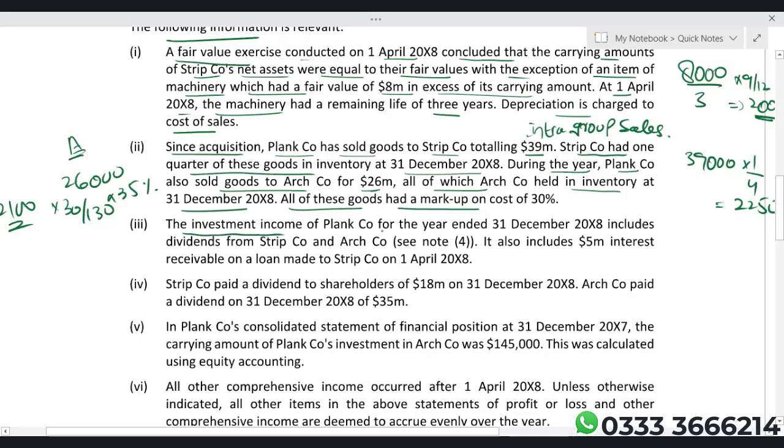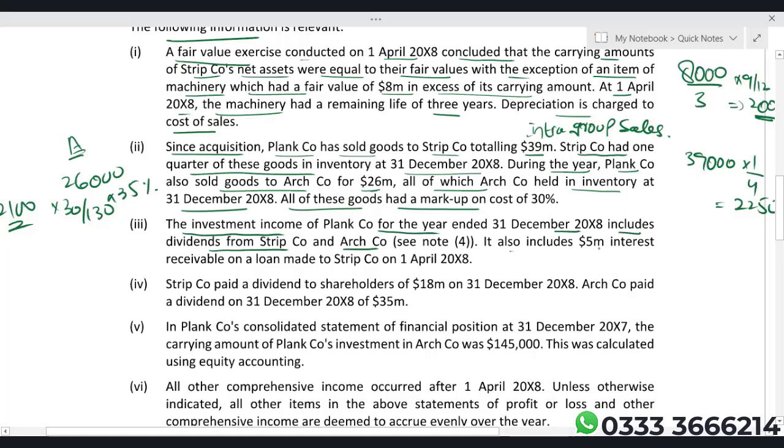The investment income of Plank company for the year ended December X8 includes dividend from strip company and our company. I think this point we have already discussed. If parent is getting any dividend from, let's say, subsidiary, even from associate, that will be eliminated in the group accounts.